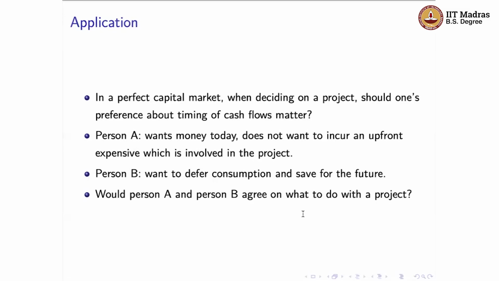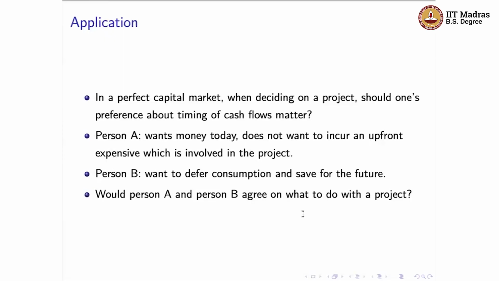So imagine that you have two people, person A and person B. Now, person A is very impatient. Person A wants as much money as possible today, but does not want to incur an upfront expense, which is involved in this project, right? So typically projects have some cost that you have to incur and then money comes later on, right? But because person A is interested in having as much money as possible today, person A is hesitant about putting in money today, giving up money now so as to get more money in the future, right? So then should this person actually give up a positive NPV project if such a project is available?